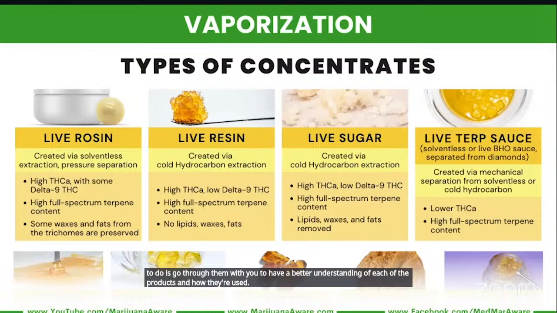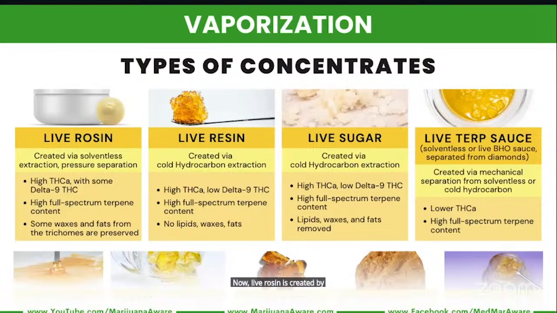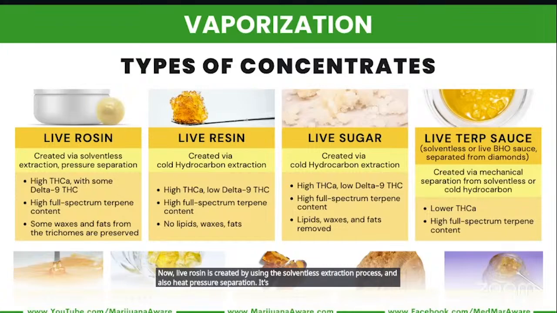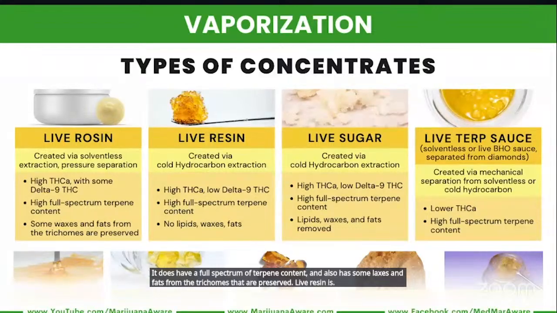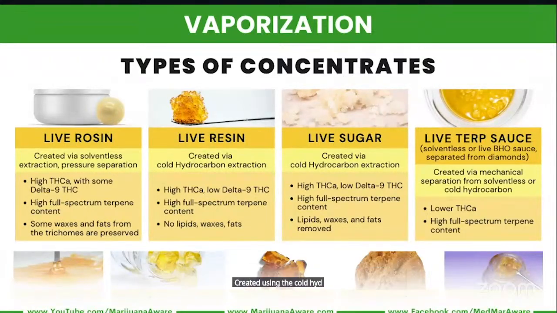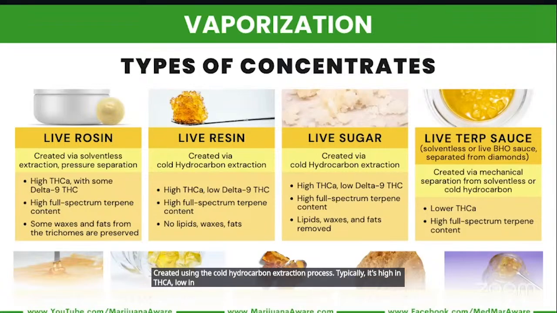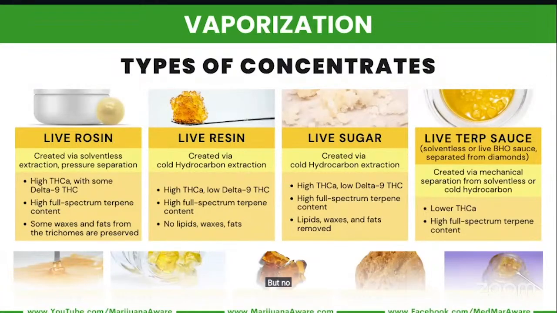Now, live rosin is created by using the solventless extraction process and also heat and pressure separation. It's typically high in THCA, has some delta-9 THC in it. It does have a full spectrum of terpene content and also has some waxes and fats from the trichomes that are preserved. Live resin is created using the cold hydrocarbon extraction process. Typically, it's high in THCA, low in delta-9 THC, and has a full spectrum terpene content, but no lipids, waxes, or fats.